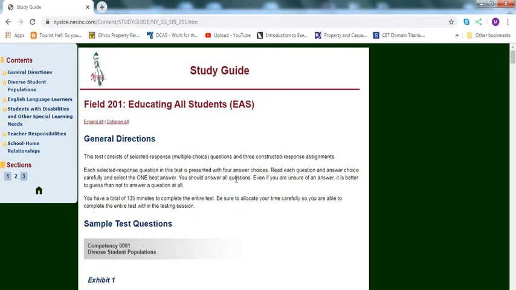It's basically testing teachers' skills, such as responsibility as a teacher, how to deal with special needs students, and certain circumstances, like when ESL students need help, what should a teacher do, and such. I'm going to go over the sample questions for the Educating All Students test, which are basically from New York State. They give you a sample to give you a taste of what the questions might be during the real test.